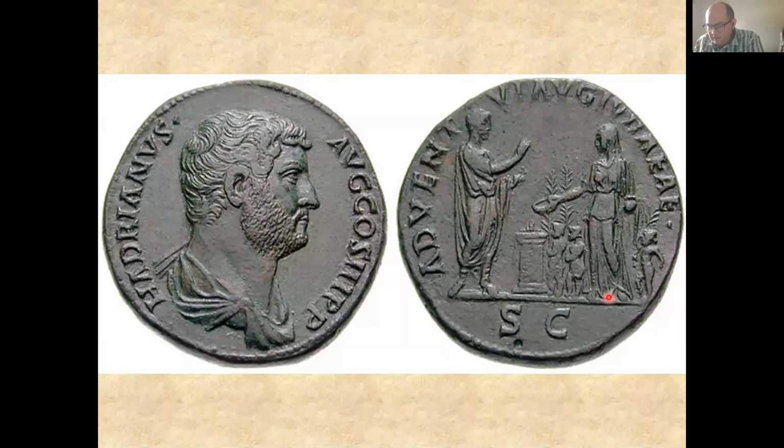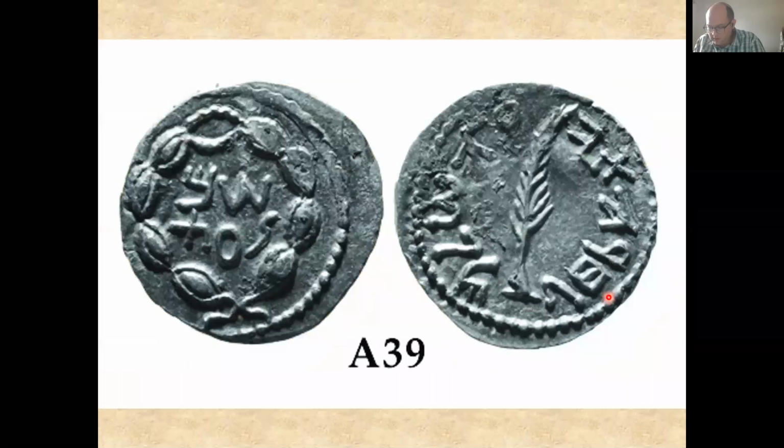Bar Kokhba himself used the same symbolism to claim his victory over Rome. On the small bronze coins and in some of the silver dinarim, you can see a palm branch with open leaves, which was clearly a symbol of victory. That's that coin over here.